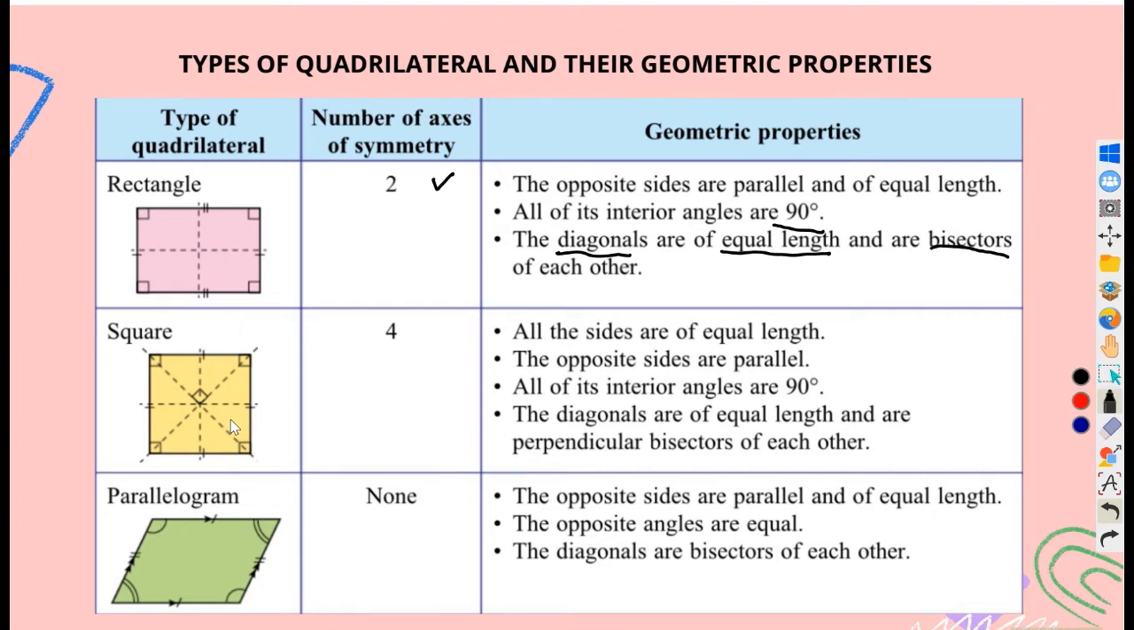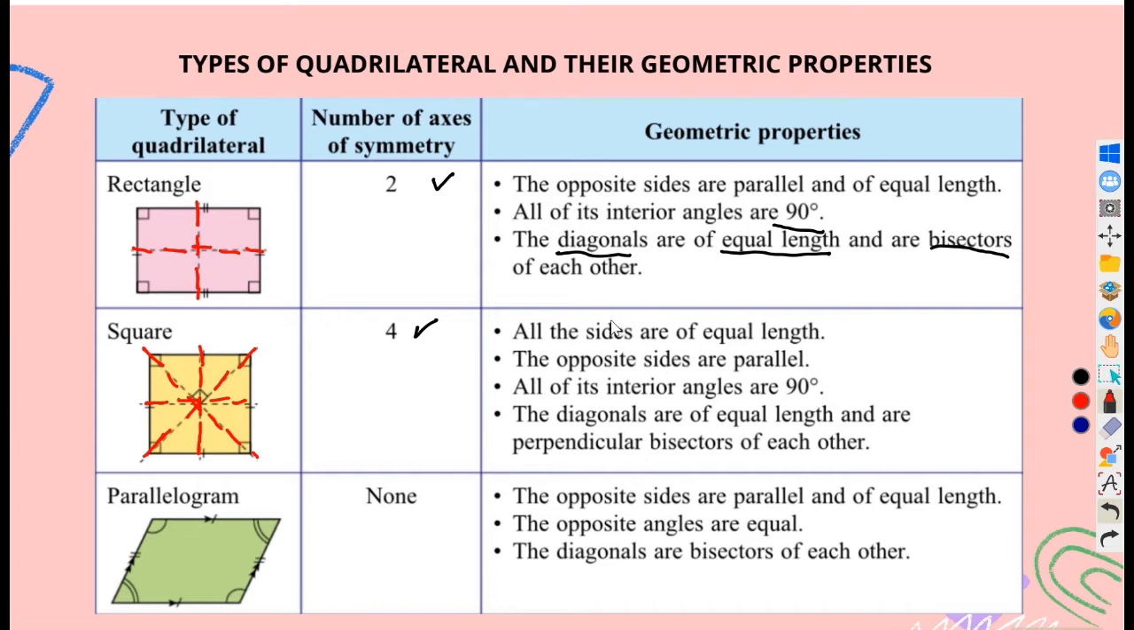The second one here is the square. The number of axes of symmetry here is 4. How do you find it? You can see the dashed lines here: 1, 2, and then this one is 3, and another one here is 4. The rectangle here actually has only 2.